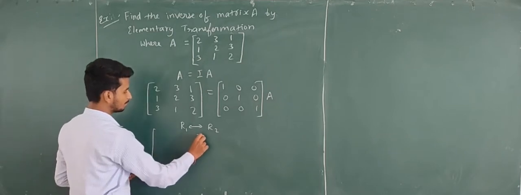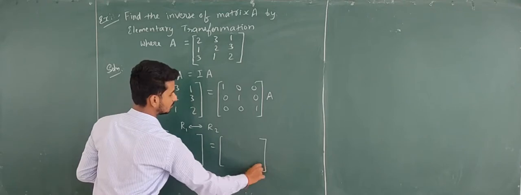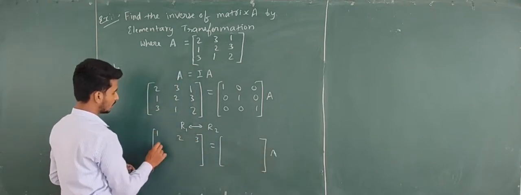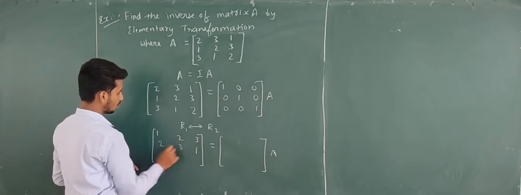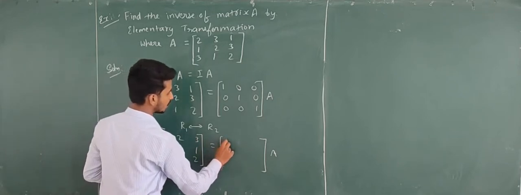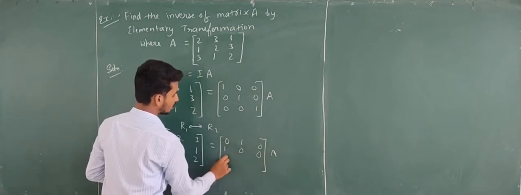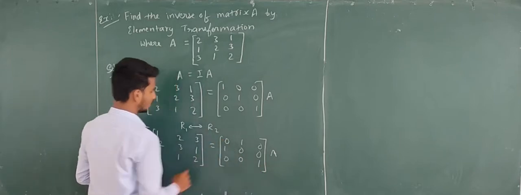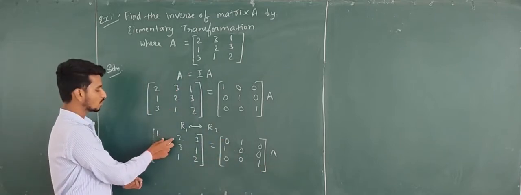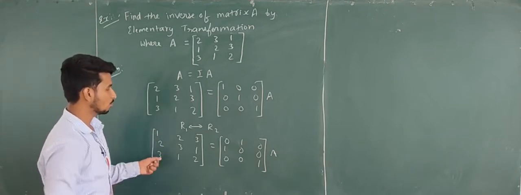This will be [1 2 3; 2 3 1; 3 1 2], equal to [0 1 0; 1 0 0; 0 0 1] into A. Now, with the help of the first row, we have to make this as 0 and next this as 0.